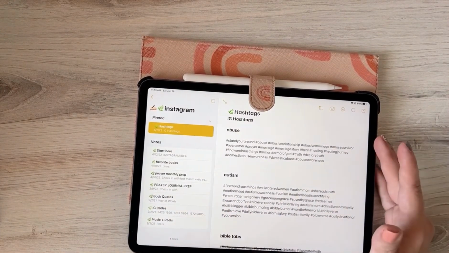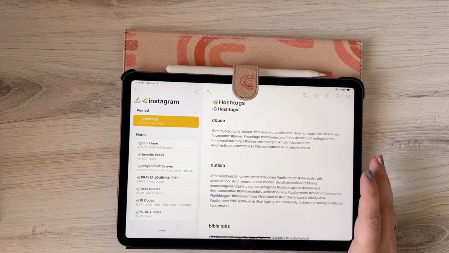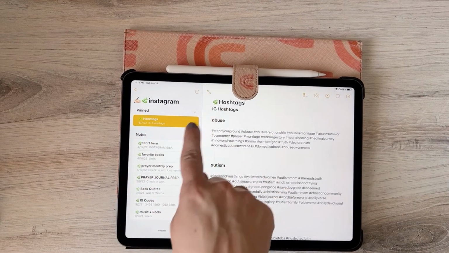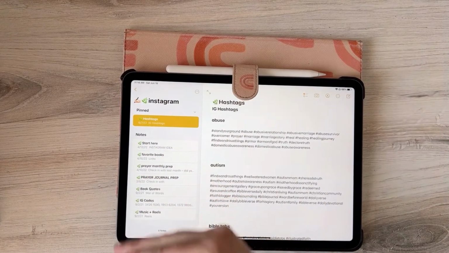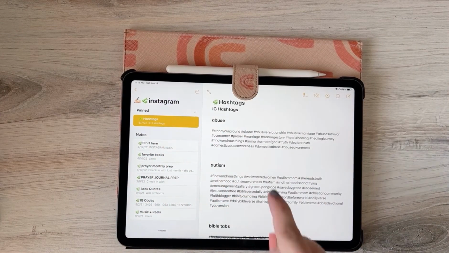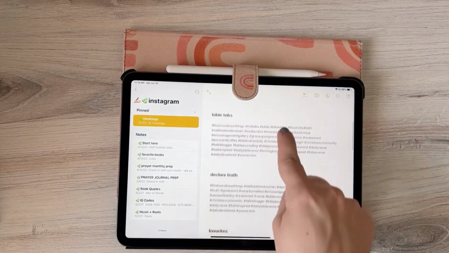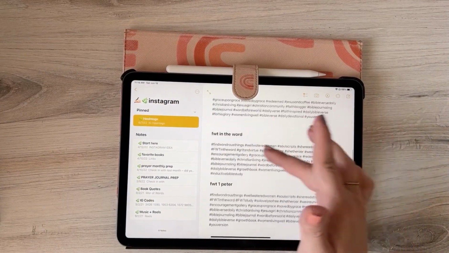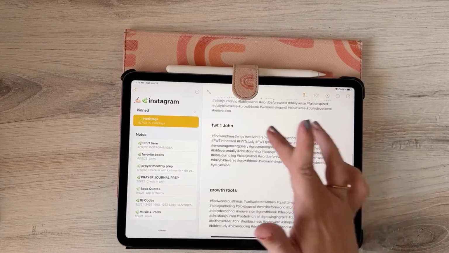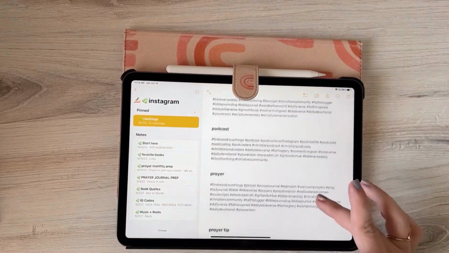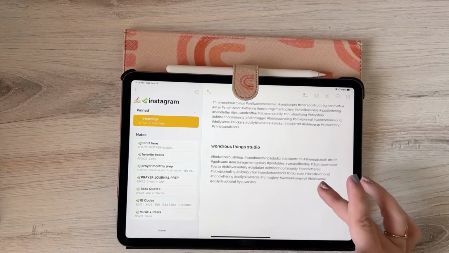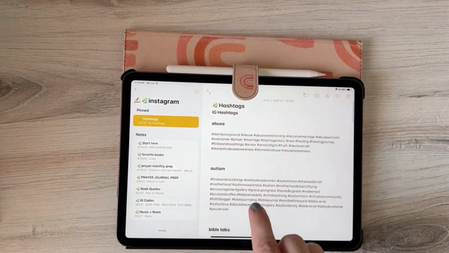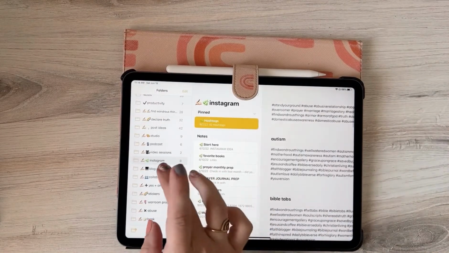Instagram, I have all my hashtags here. So Instagram is that, and then this little leaf thing. I put a leaf on all of these, so again, I can know what category goes in. If I'm going to talk about Bible tabs, I will do those hashtags. Favorites, if I'm in the Word, when I was doing the First John study. Prayer journaling stuff, stickers, if I'm doing the studio. So I have those all here. So when I go to post something, I can just come in here and choose one.